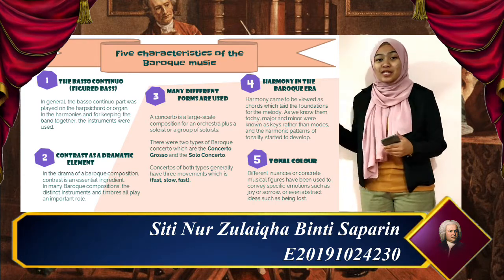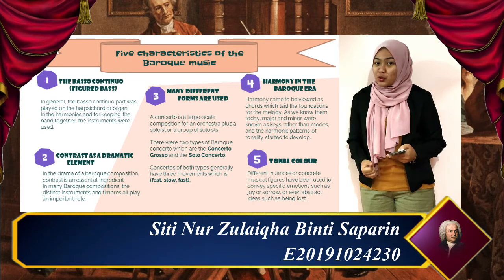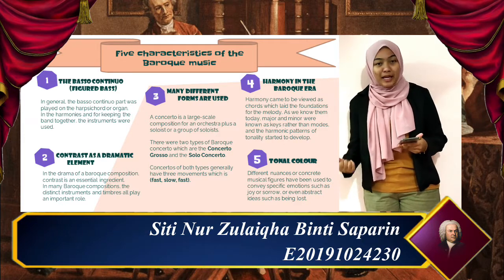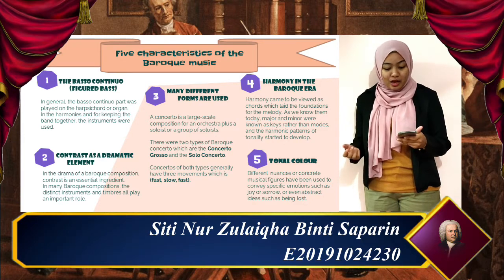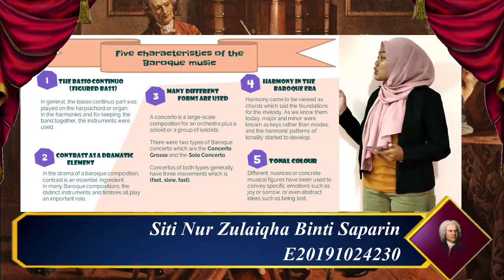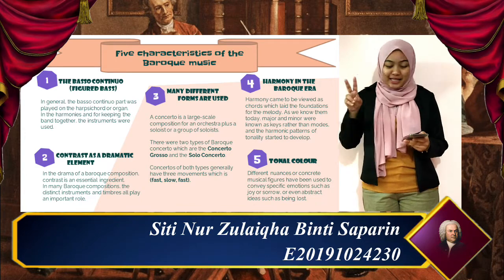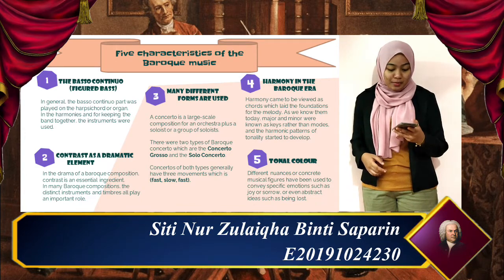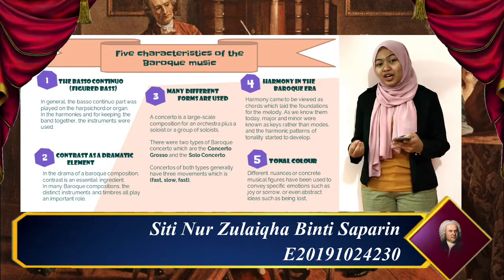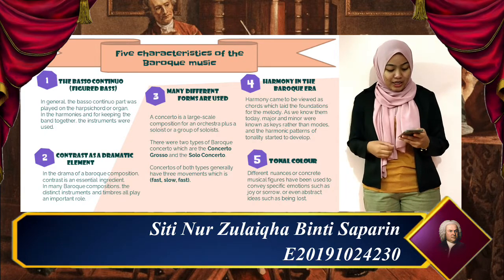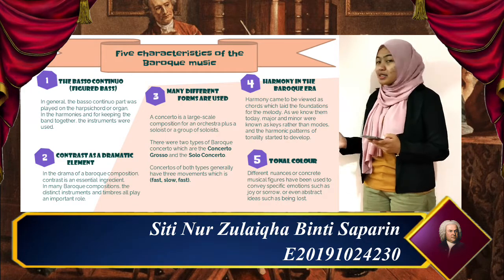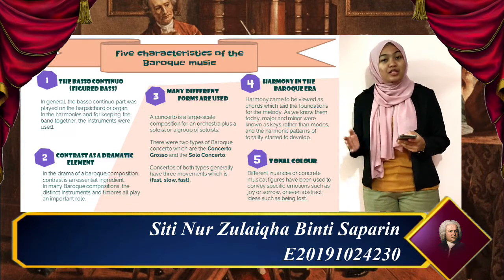Okay, the first answer is the basso continuo, which is figured bass. In general, the basso continuo part was played on the harpsichord or organ to provide the harmonies, and for keeping the band together, these instruments were used. Second, contrast as a dramatic element. In Baroque composition, contrast is an essential ingredient. The distinct instruments and timbres play an important role.